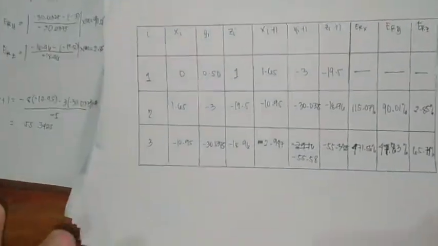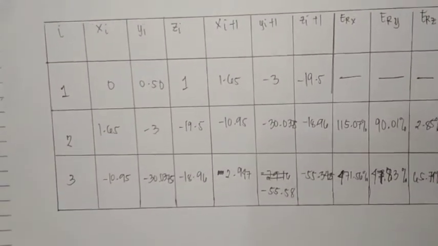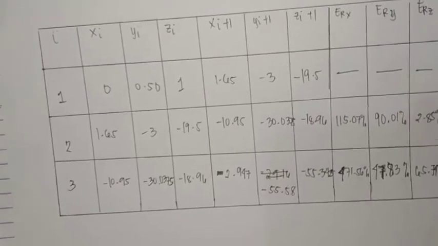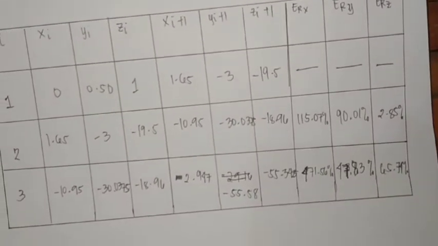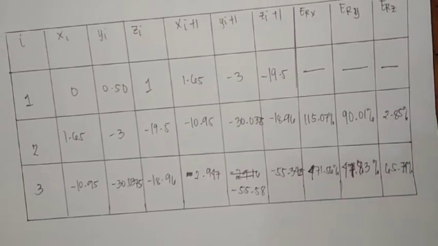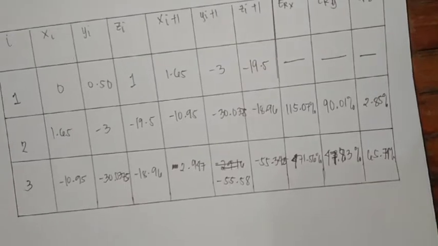So that's how you get the root of a nonlinear system with multiple variables by using the fixed point iteration method. That's all, and thank you for watching.